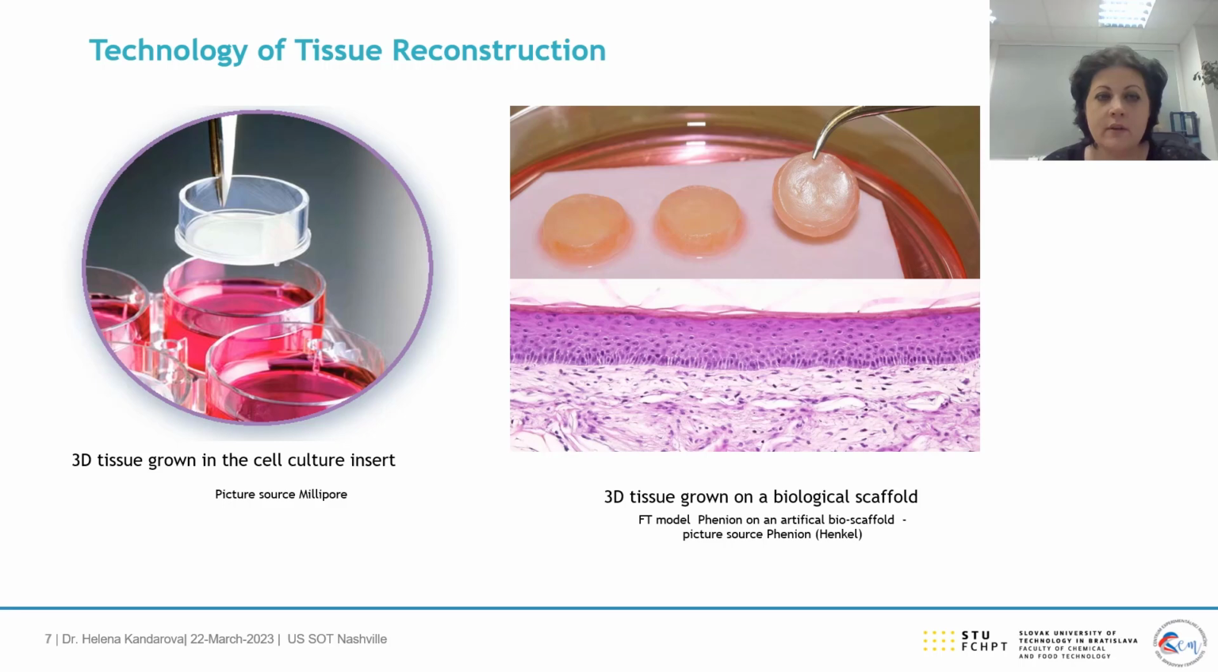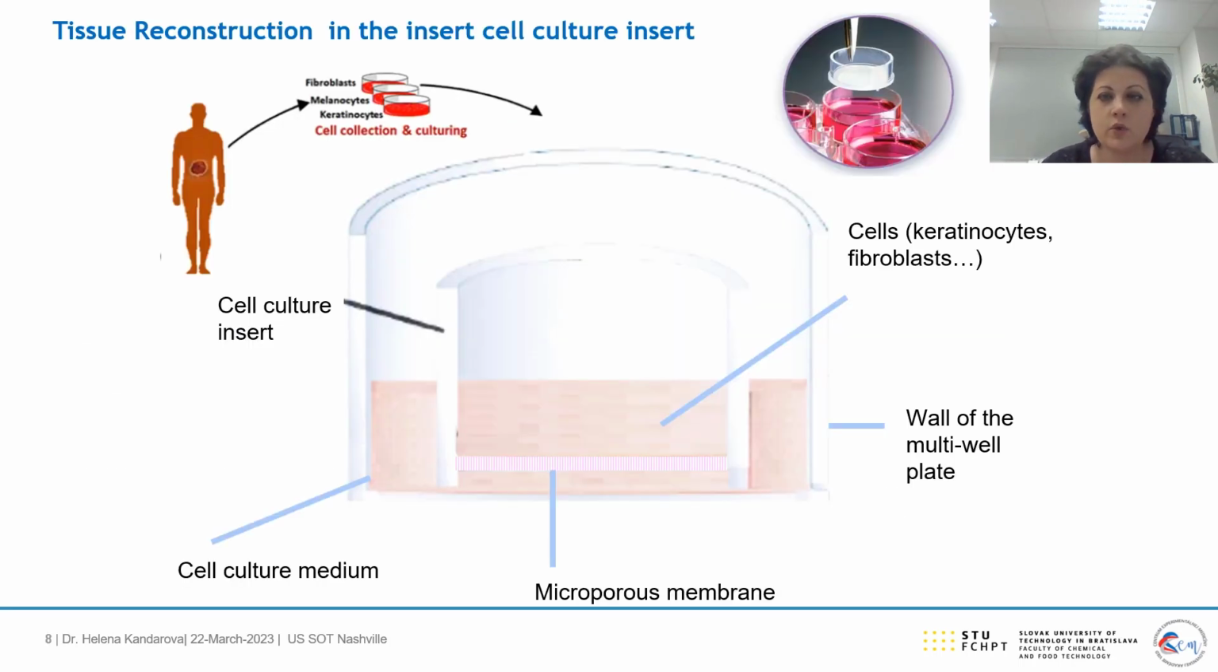Let's go to the technology of the tissue reconstruction. So there are basically two ways how to grow reconstructed tissue models. One type of the technology is to grow them on the cell culture inserts. The other possibility is to grow on the scaffolds. Both of them are quite well described in the literature, but from my personal experience, I would say that it is a bit more challenging to grow tissue models on scaffolds and make them highly reproducible. So here I would like to show you very briefly how the technology works.